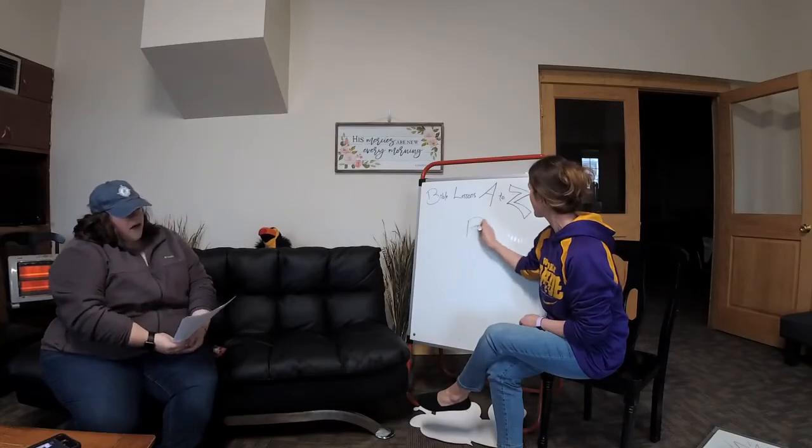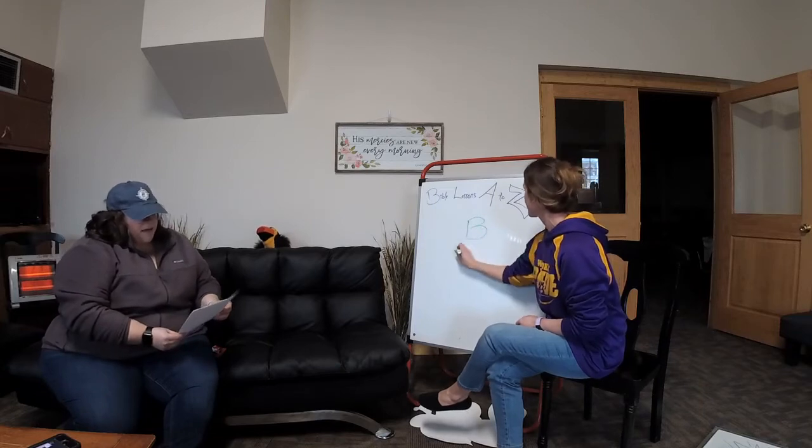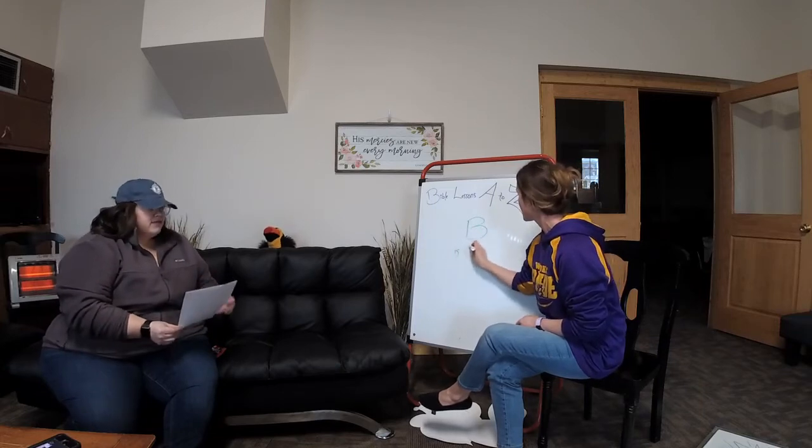Well, what letter of the alphabet did our lesson begin with last time? A. A was for Aaron. That's right. What letter comes next? B. Yep, but today our lesson is not about a person who begins with B. It's about a thing, or actually things.